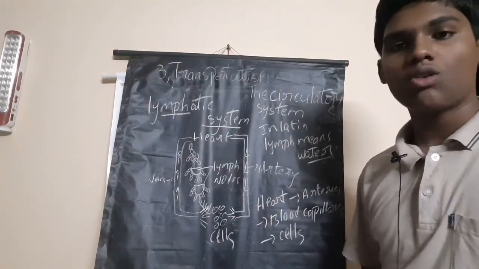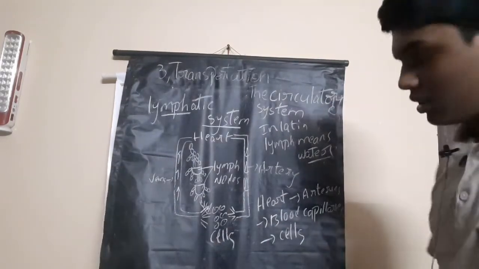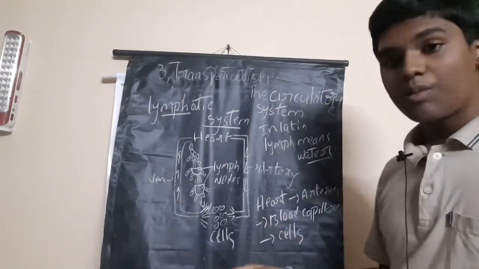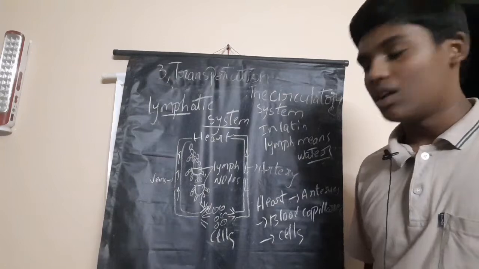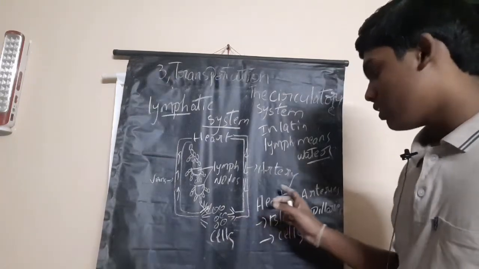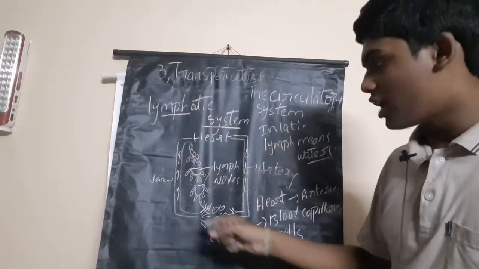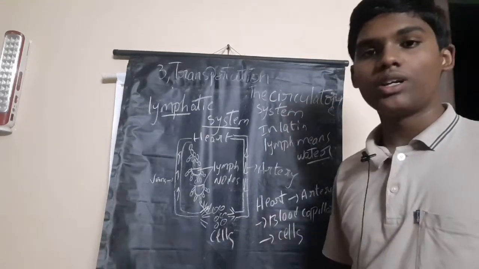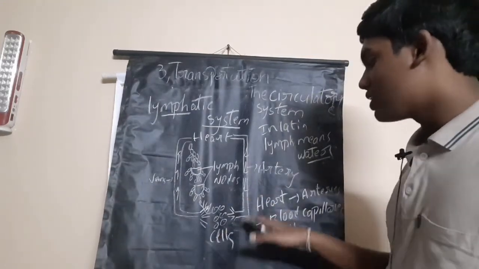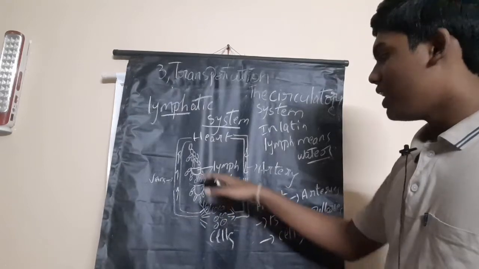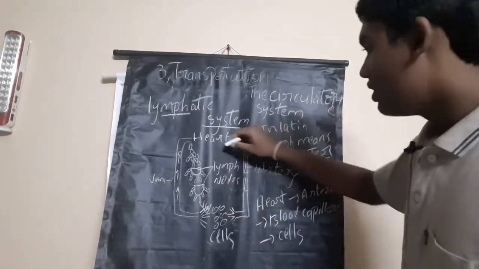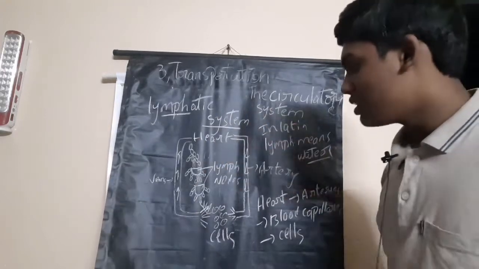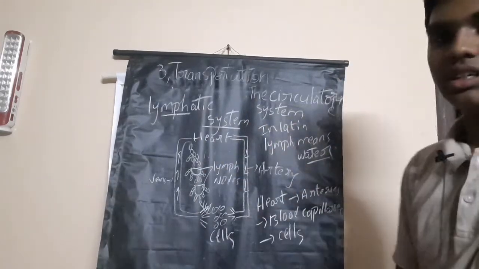Veins are transporting deoxygenated blood, we all know that. Now, what happens to the remaining fluid? The deoxygenated fluid is transported by the veins and the oxygenated fluid through arteries, but the remaining fluid is pumped out of the cells and reaches the intercellular spaces. These are the intercellular spaces. You are seeing these spaces.